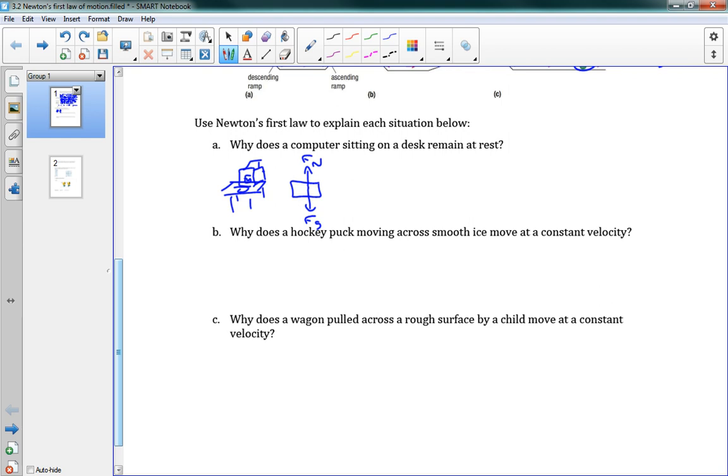Use Newton's first law to explain this scenario. Well, the normal force cancels out gravity. So that means our net force is equal to 0. Therefore, it's going to remain at rest.